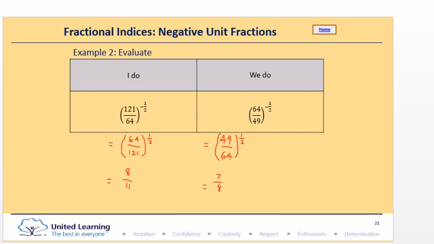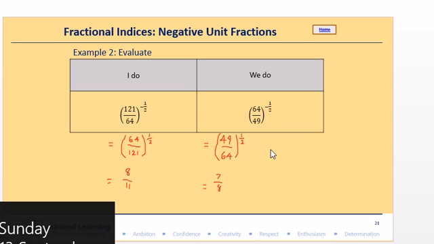Okay, so for the last we do, 64 over 49 to the power of negative a half. Flip the fraction upside down so it becomes 49 over 64 to the power of a positive a half. We've got rid of the negative power. The power of a half means the square root, so we find the square root of 49 and 64, which equals 7 over 8.